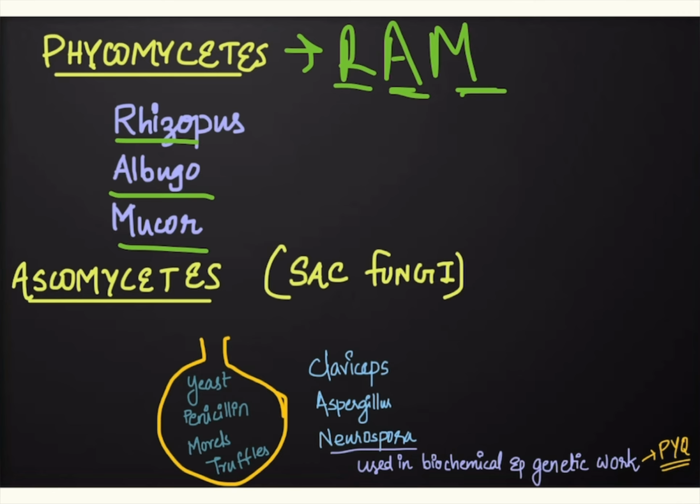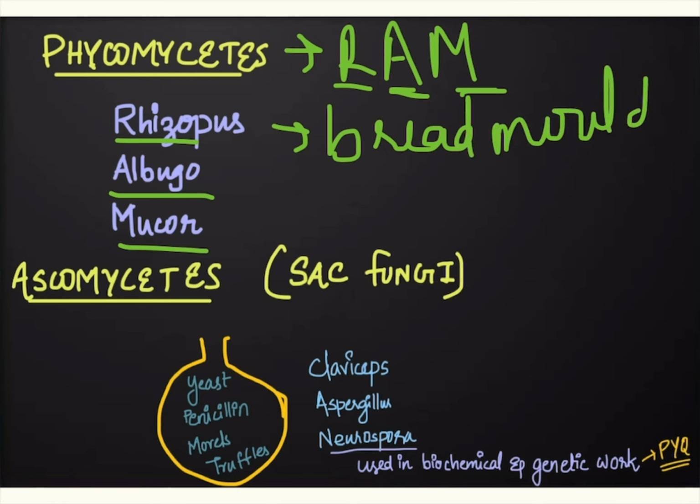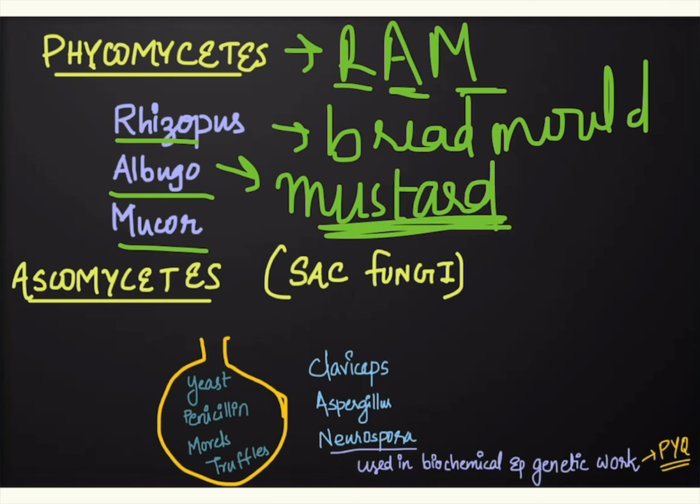And we already know that in the NCERT it is given that Rhizopus is the bread mold, and Albugo is the parasitic fungus on the mustard. Mucor is another example. So the trick is RAM: R for Rhizopus, A for Albugo and M for Mucor. Rhizopus is the bread mold, Albugo is the parasitic fungus on the mustard. Then another one is the Ascomycetes.